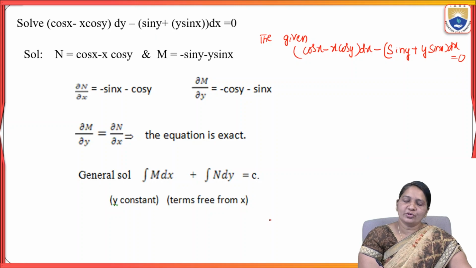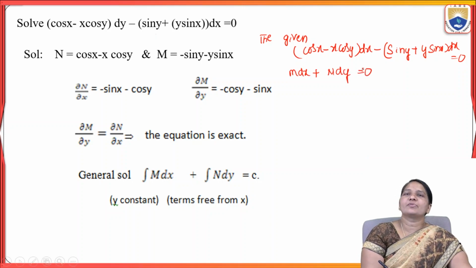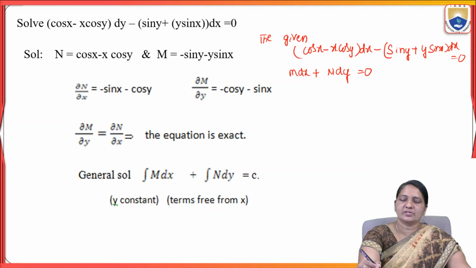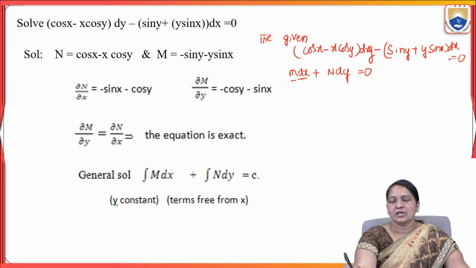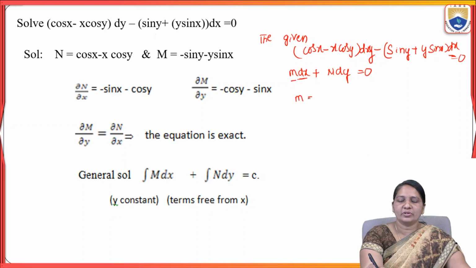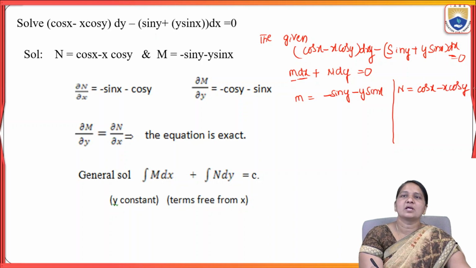So here we are going to compare with the form M dx plus N dy equal to 0, the general form of the exact differential equation. With the dx we have the M value. Here dx, here dy. So what is the M value here? M equal to minus sin y minus y sin x. And what is the N value? N equal to cos x minus x cos y.